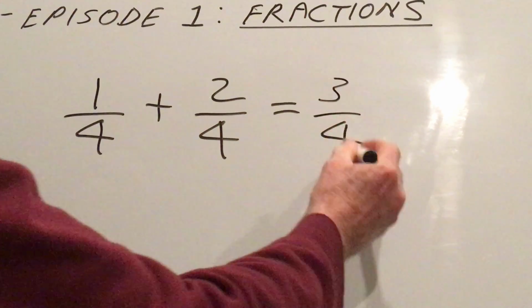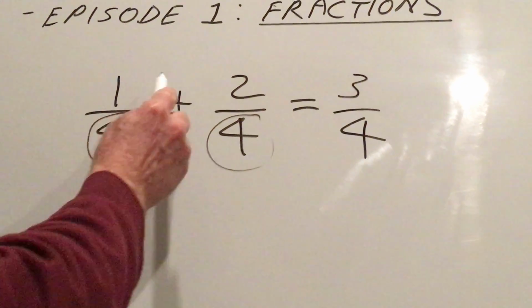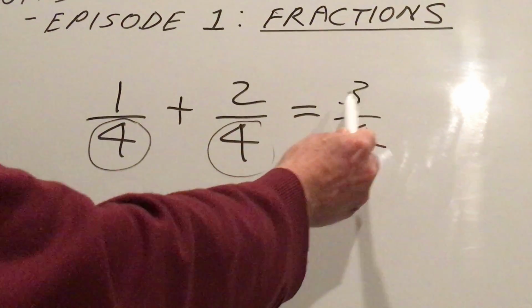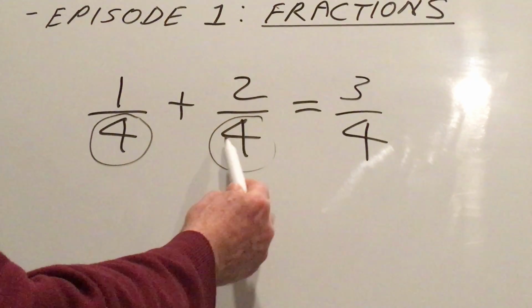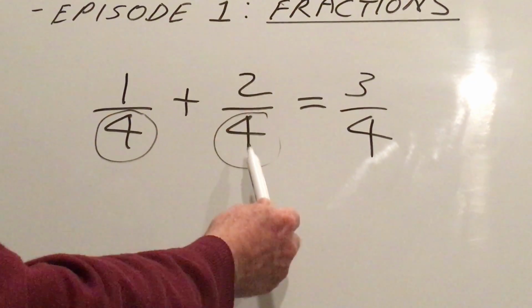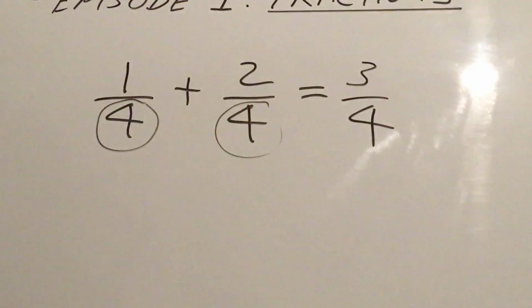So when we have the same number on the bottom, the denominator, we can just add the top numbers together. So 1 plus 2 equals 3. 4 stays the same because that's what it is over, the denominator. So 1/4 plus 2/4 equals 3/4. Okay, so far so good.